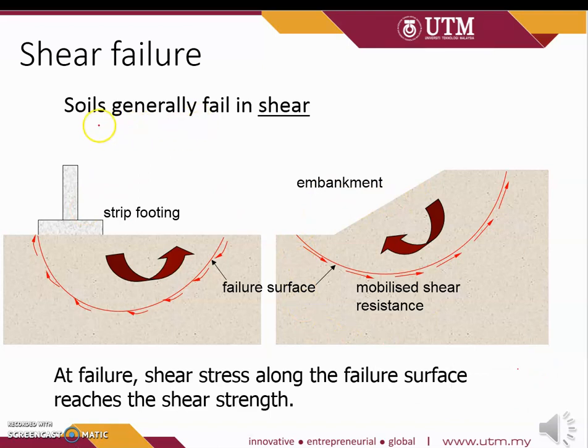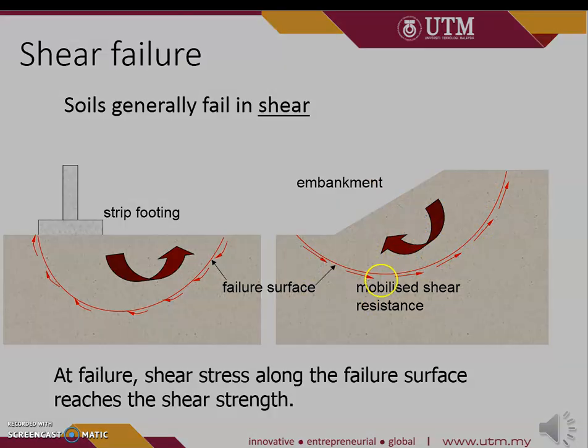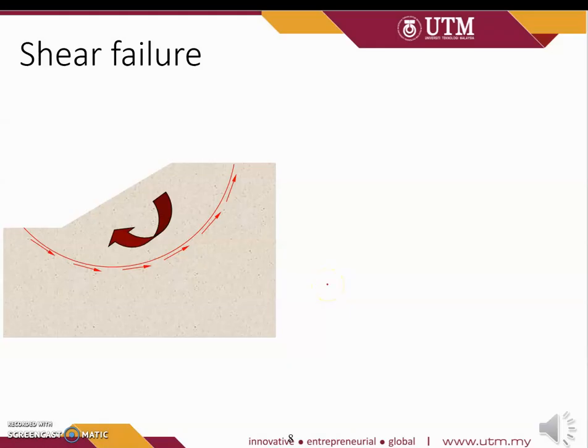Alright, so we know now soil generally fails in shear, so we can have a failure surface, or in 3D a failure envelope. At the failure zone or failure line we can have a mobilized shear, actually due to the weight of the top part of the soil, and outside usually it is a resisting force.